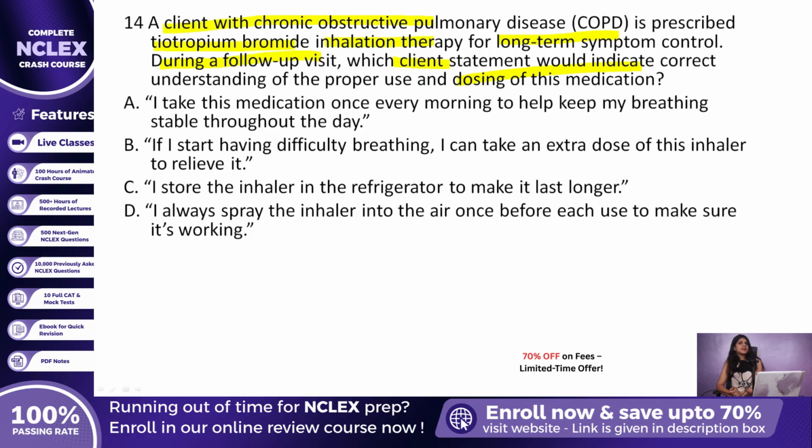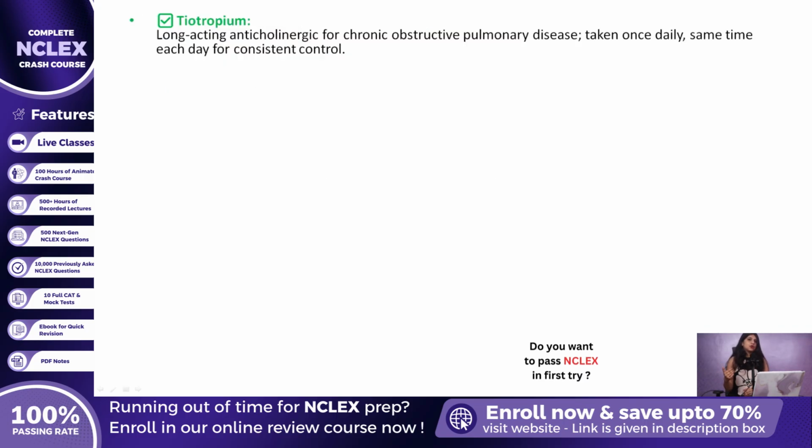The correct answer here is option A. I take this medication once every morning to help keep my breathing stable throughout the day. Tiotropium is a long-acting anticholinergic bronchodilator designed for once-daily use to maintain bronchodilation and reduce symptoms in clients with chronic obstructive pulmonary disease. Consistent use at the same time each day helps maintain stable lung function and prevents symptom flare-ups. Educating clients on this fixed routine is essential, as missing doses can lead to worsening control and increased exacerbations.